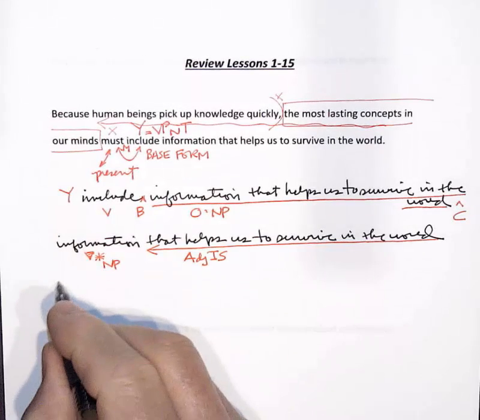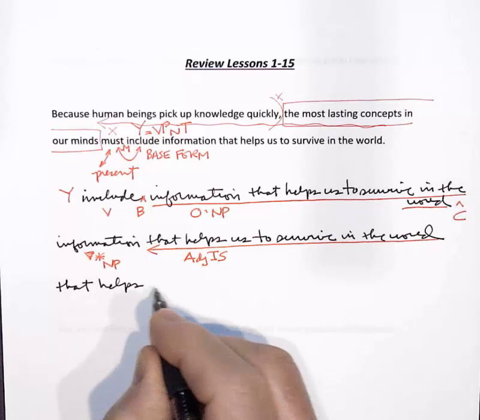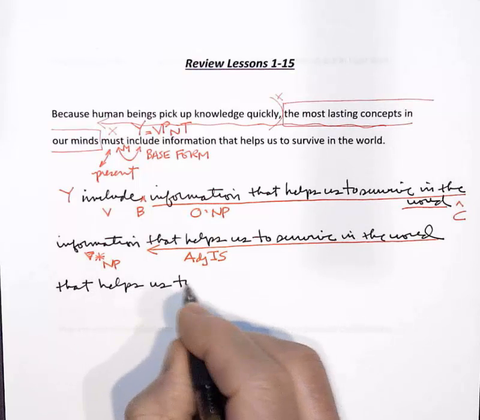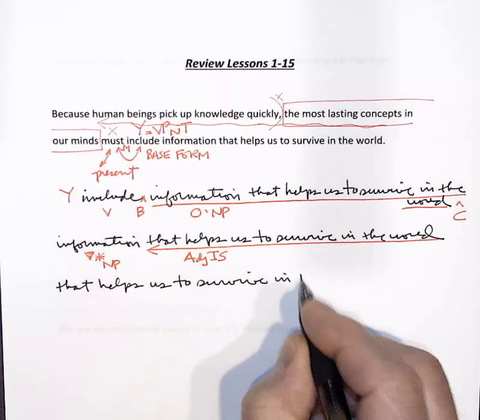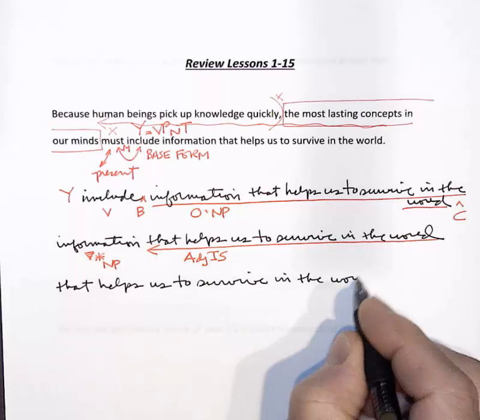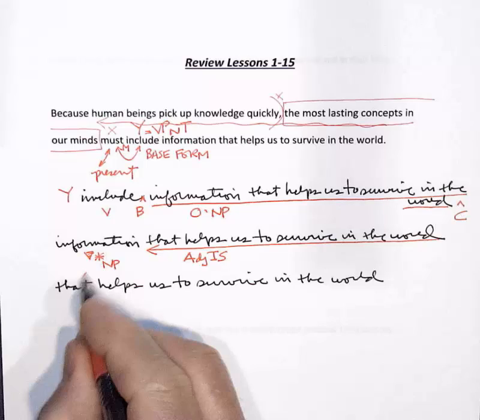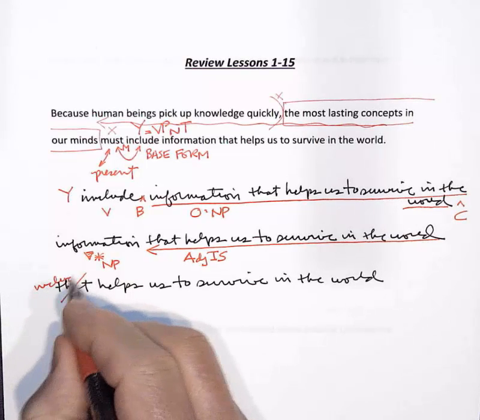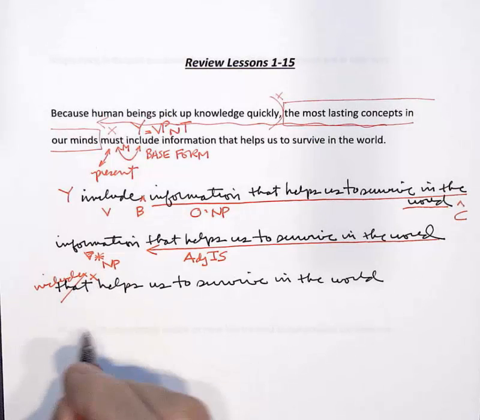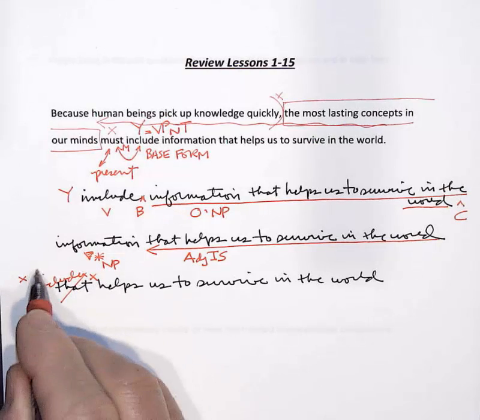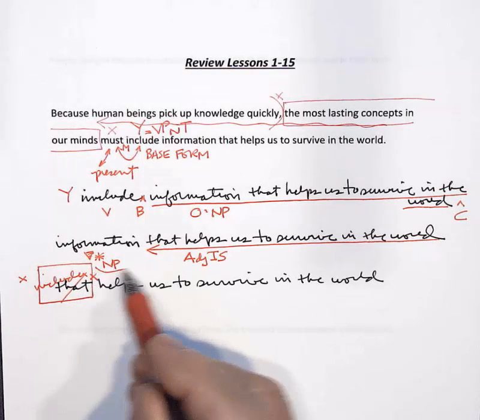And you can see how many layers and how many levels down we're going to need to go. Helps us to survive in the world. And the includer is that. Does that help? And the includer is sitting in the subject place.